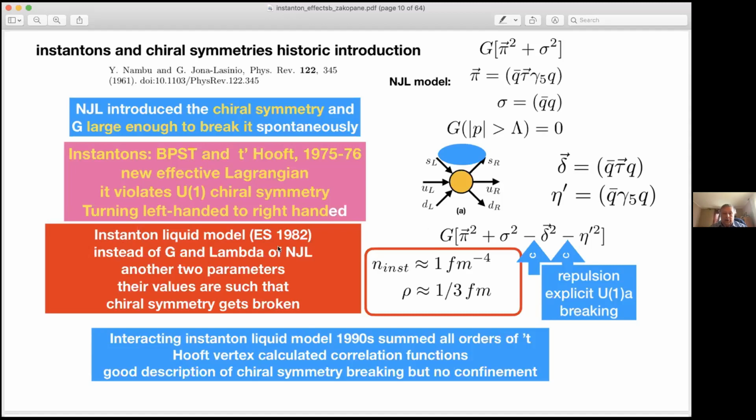Now, in the early 80s, I came up with this instanton liquid model, which basically postulated two parameters, the density of instantons and the size of them. These two parameters more or less substituted the two parameters of Nambu-Jona-Lasinio. The density defines the coupling, and the size defines the cutoff lambda. And now, with this effective description, you can either follow Nambu's way, or you can do numerical simulations, which we did later. And that is the instanton liquid model. And I will tell you a little bit about it.